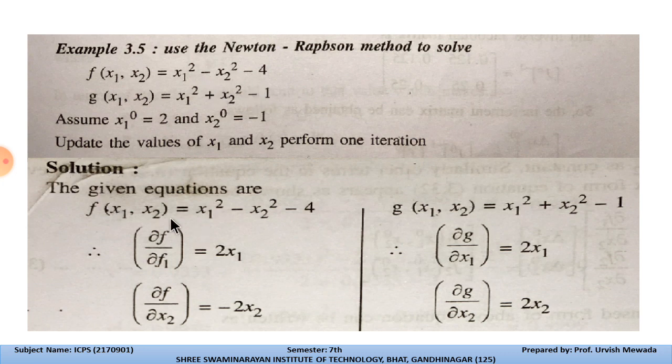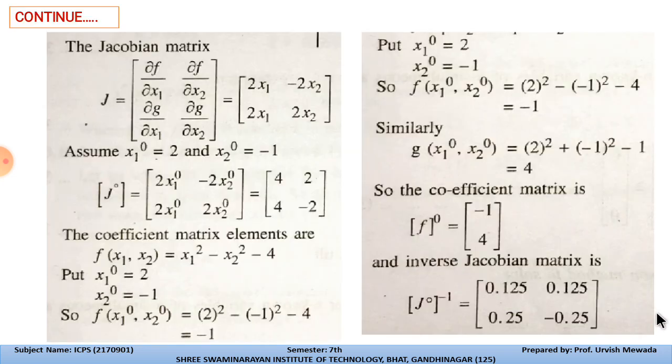Now the solution. So the solution gives the function f(x1, x2). So del f by del x1 is 2x1, because we are finding this in terms of x1, so 2x1, and del f by del x2, this is a printing mistake, del f by del x2 is equal to minus 2x2. Now del g by del x1 is 2x1, and del g by del x2 is equal to 2x2. So these are the values that we find after the derivation of the given equations.